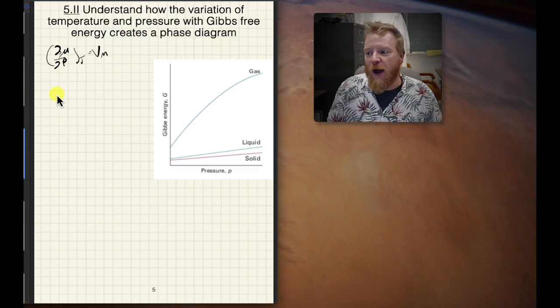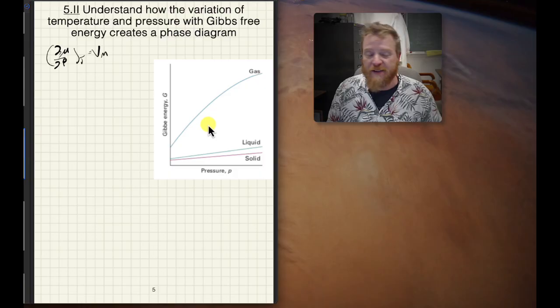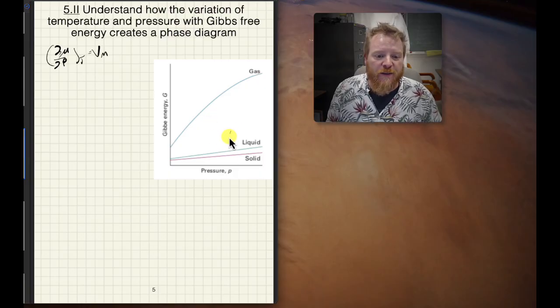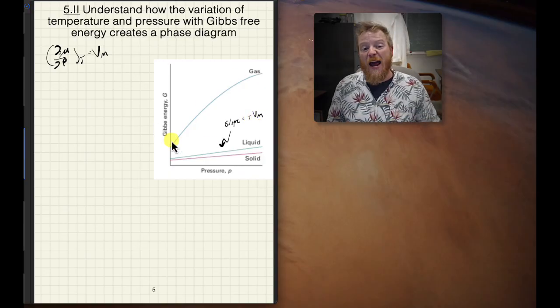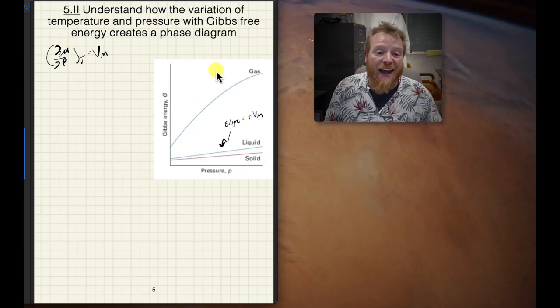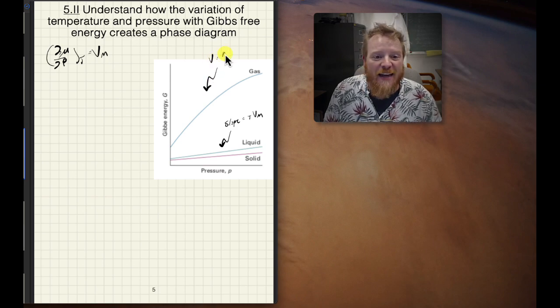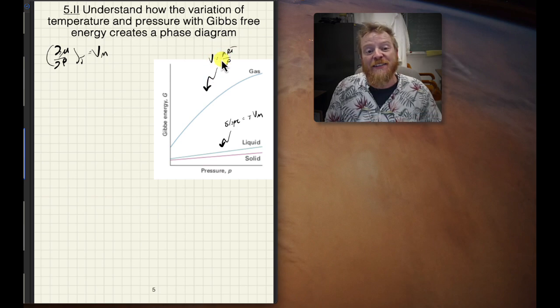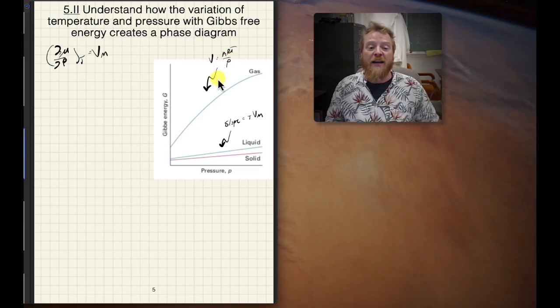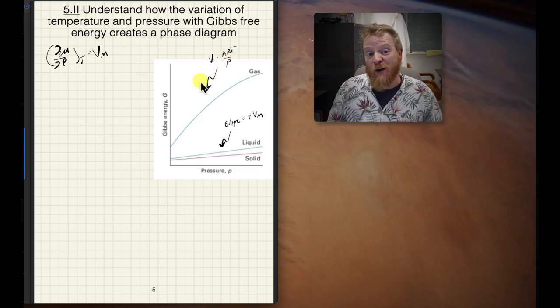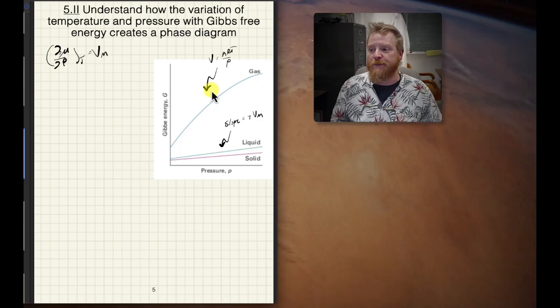And now we can start to see here that there's some curvature to these lines. So the liquid and the solid have a nice steady slope equal to positive Vm, but now there's a little bit of curvature going on. And that's because the volume of a gas is not static, rather the volume of a gas changes in accordance to the ideal gas law or even the van der Waals equation. So that's why we see some curvature.